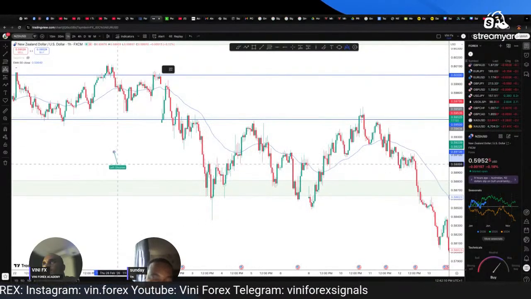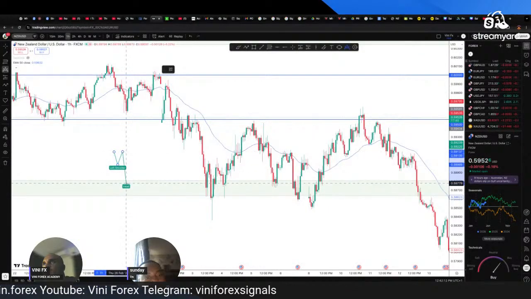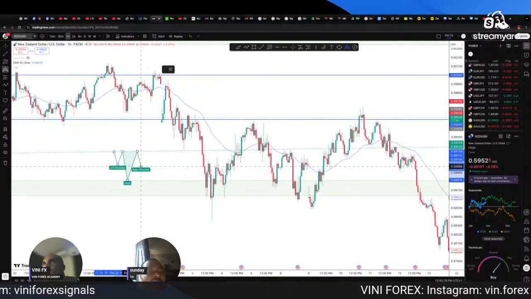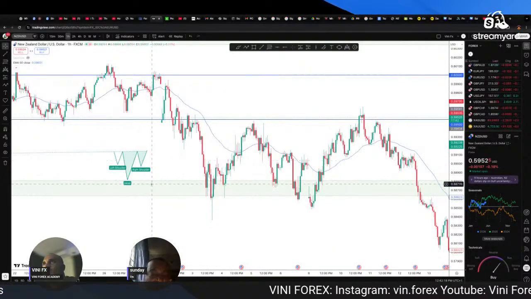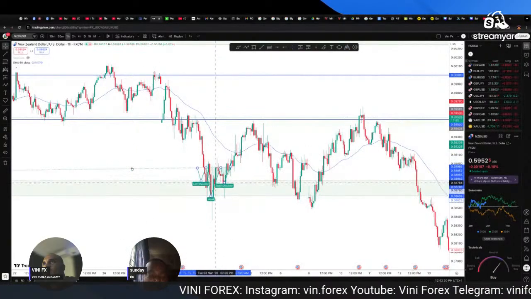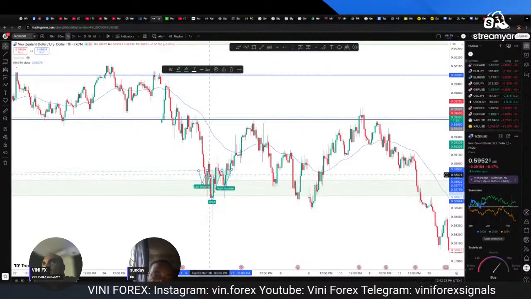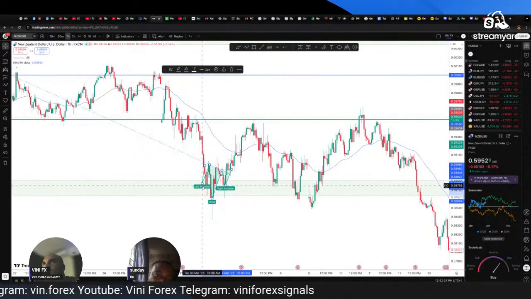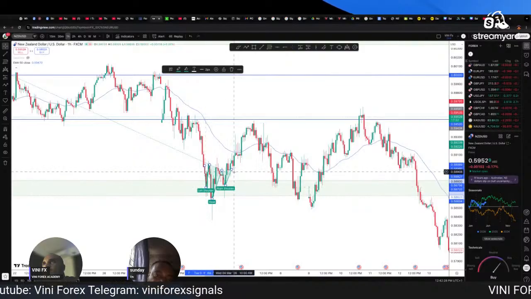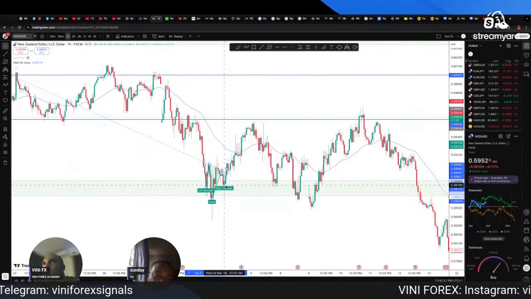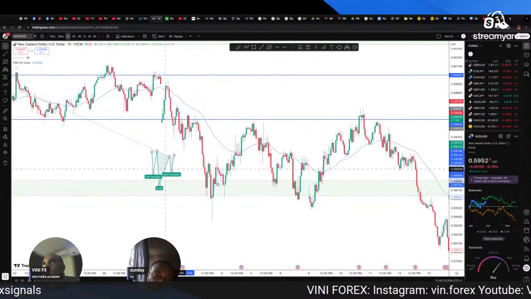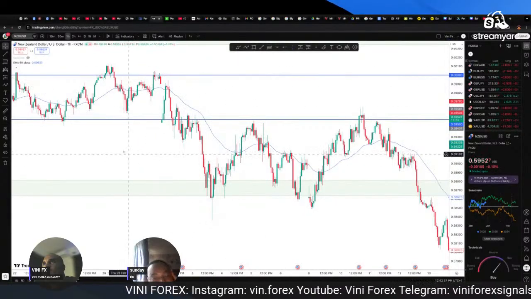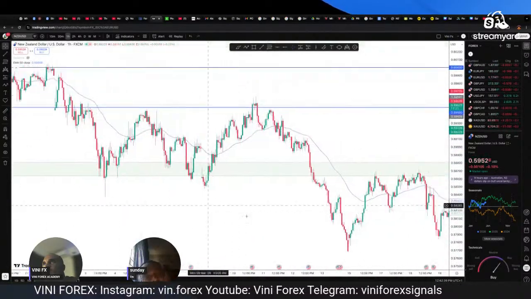Right here is an inverse head and shoulder. I can see this here now. I can see this right here. See it right here. This is it. If you can see that, you should see it. Okay, this is how it looks right here, and they push price up. You see that?